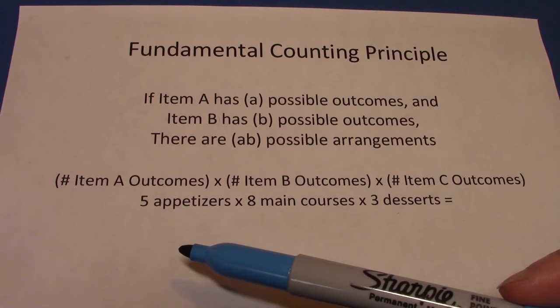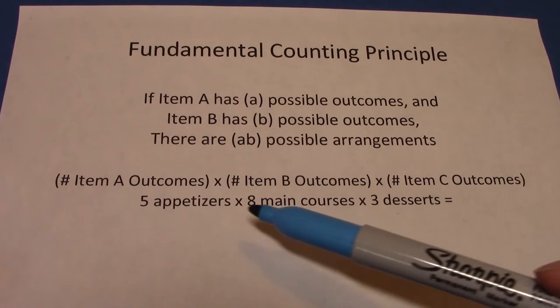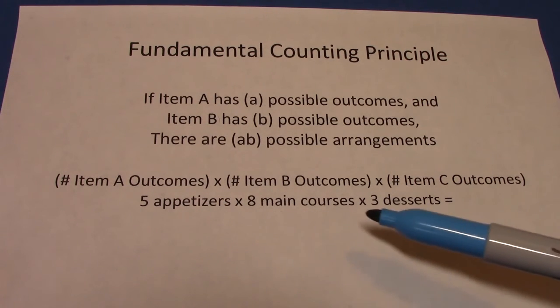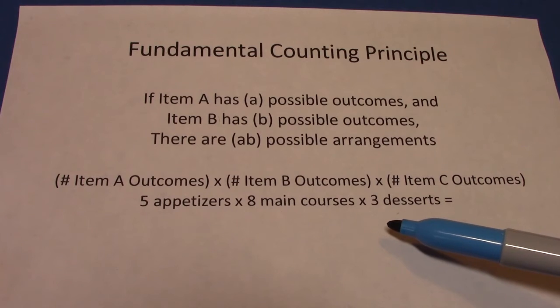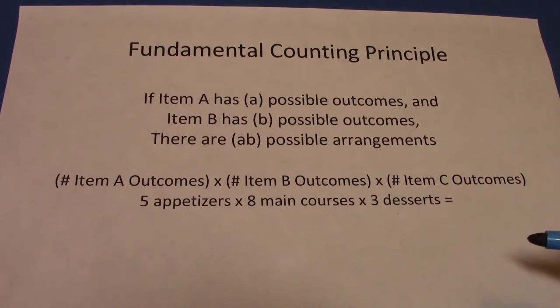Imagine that we're going to a restaurant, and there are 5 different appetizers we could choose, 8 different main courses, and 3 different desserts. We want to know how many different meals we could choose. You have to assume that we're going to choose one thing from each category.